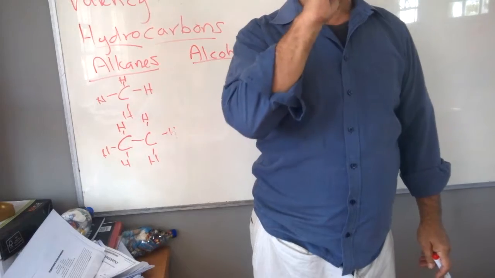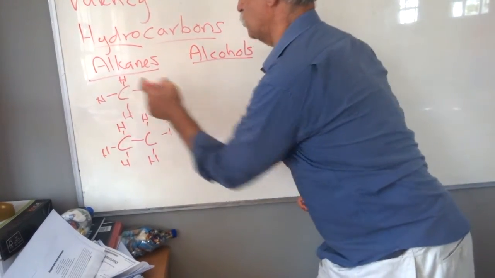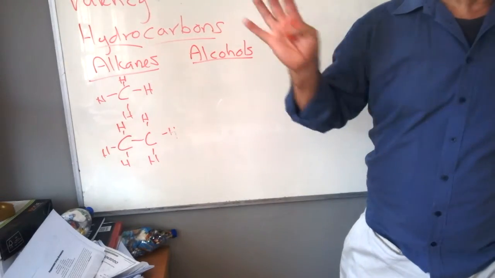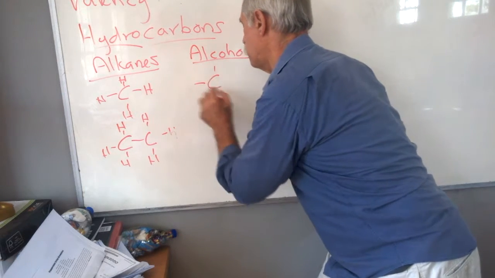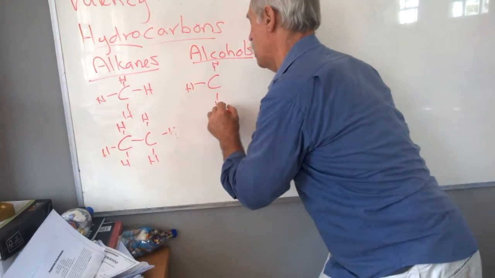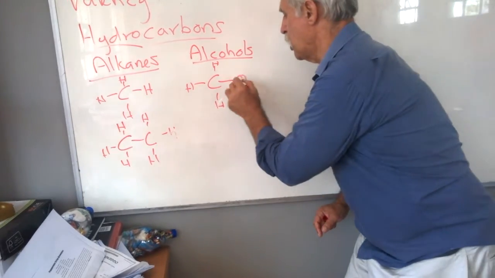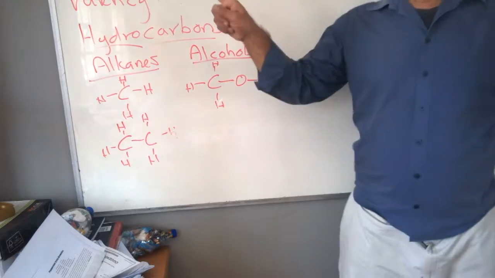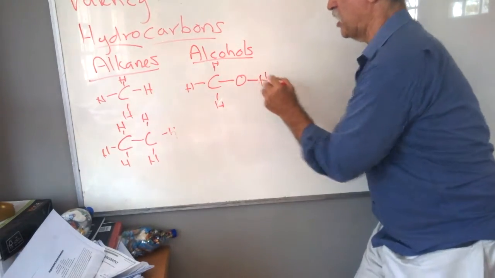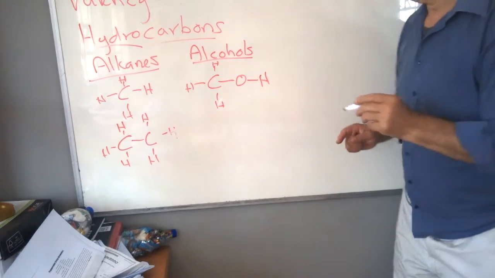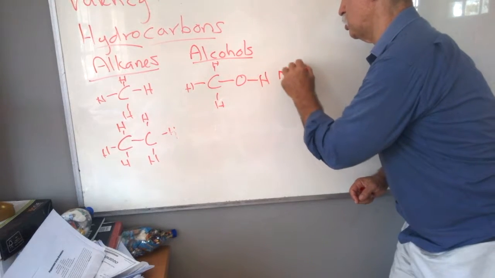Alcohols have now got an oxygen. So what we're going to do is, let's take methane, which we know easily. Everyone has no problem with methane. So we draw methane, 1, 2, 3, 4, hydrogen, hydrogen, hydrogen, hydrogen. Now we add an oxygen. But oxygen has got 2 hooks. Remember that? There's 1 hook left over and we add the hydrogen. And that is now not methane, but methanol.